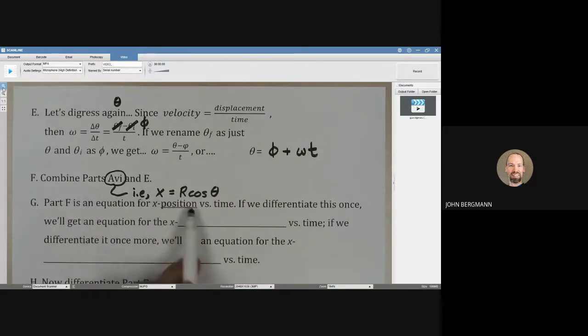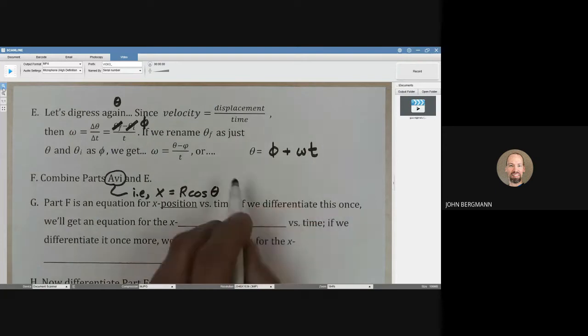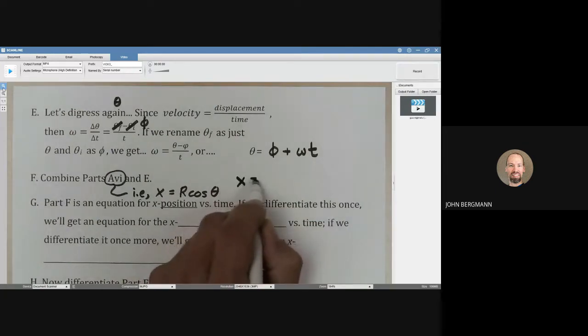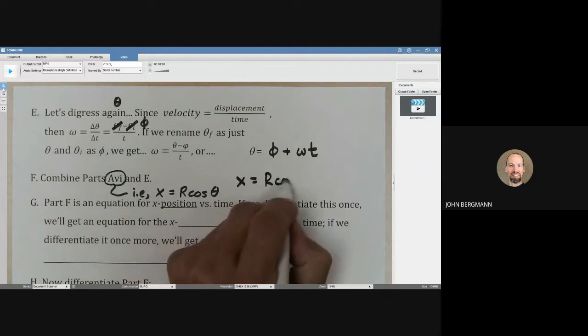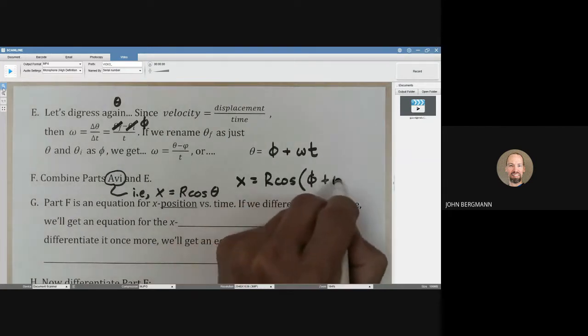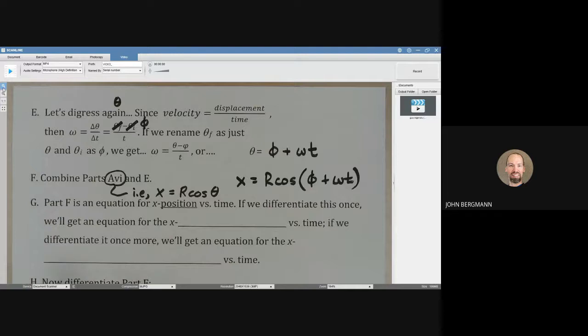Now, the equation we just wrote, let's combine those. X, we just said on the previous page, was r cosine theta. Well, theta is this thing here. So x is r cosine of (phi plus omega t). For any particular time, we can find the x coordinate using this equation. That's an equation for x position versus time. If we differentiate it once, then we get an equation for the x velocity versus time.